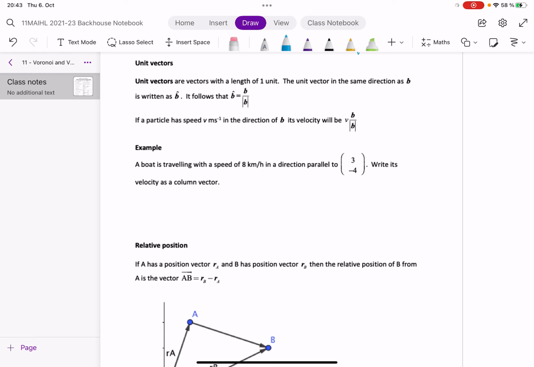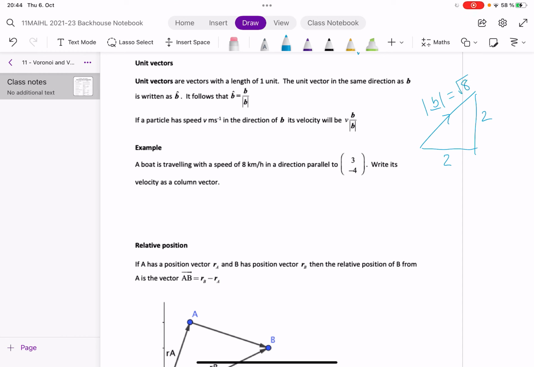And so if we have this vector B, let's say it's 2 to the right and 2 up. This currently would not have a magnitude of 1. If I wanted to find the magnitude of B, I'd do the square root of 2 squared plus 2 squared. So the magnitude of B equals root 8 at the moment.